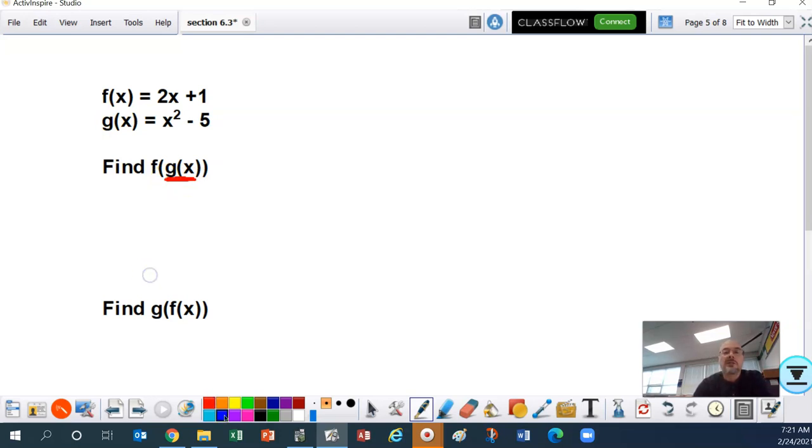So what we're going to do is we're going to take our f of x, and we're going to replace the x part. We're going to plug the g of x into the f of x. So that means we're going to replace that x, ladies and gentlemen, with x squared minus 5.